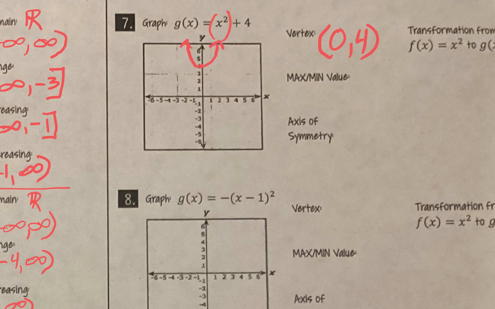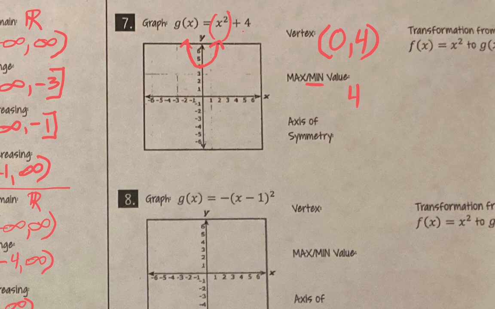All right, now we could do the 1, 3, 5 method if we needed to. We may come back and do that. So my vertex is my minimum value. I'm going to underline minimum, and that's my k value. My minimum value is 4.